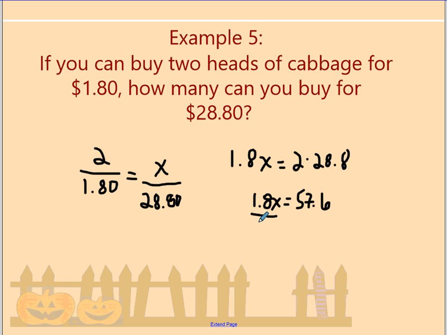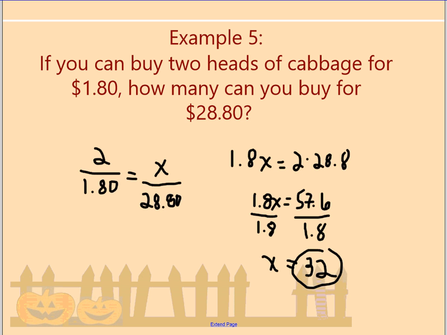Divide by 1.8, divide by 1.8. So x is going to equal 32. So how many heads of cabbage can I buy for $28.80? I can buy 32. All right, so I set up the proportion, solved for x, figured out my answer.